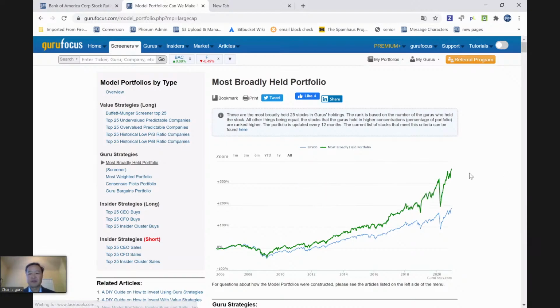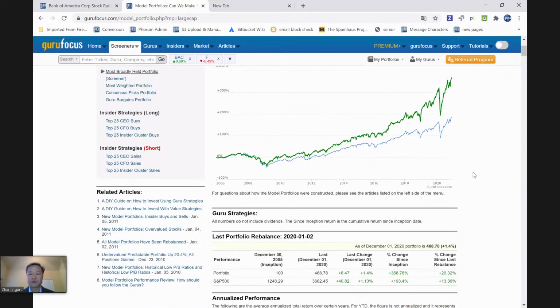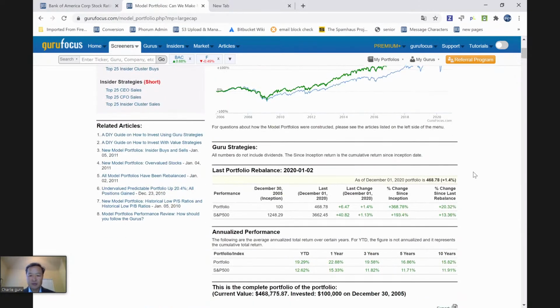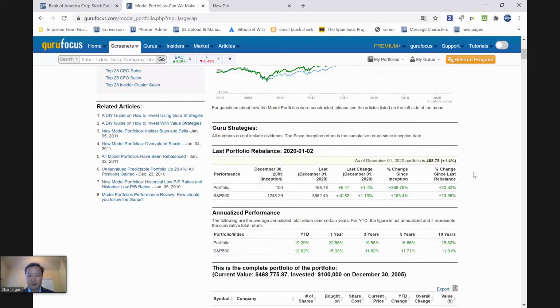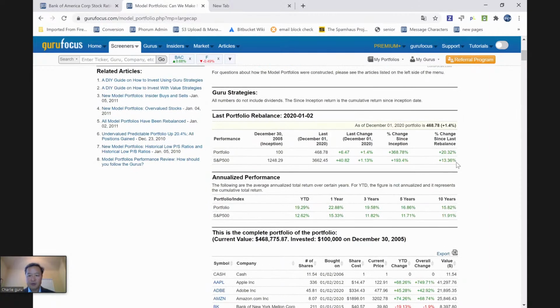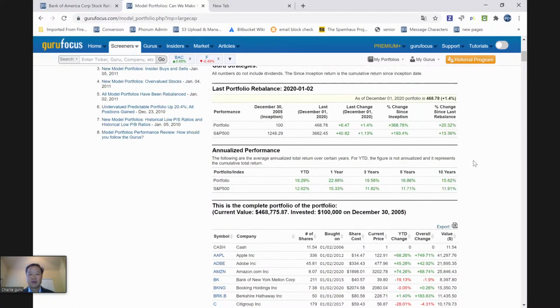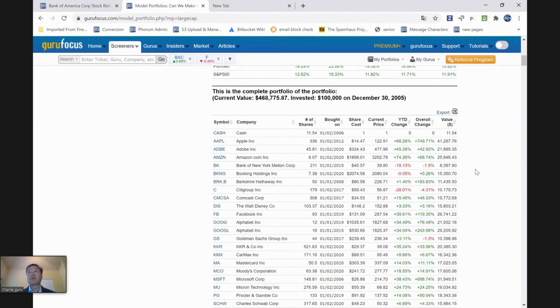You can see here the historic performance of this portfolio. And I think we have a since inception number, maybe here. Okay. Over the last 12 months, this portfolio gained about 20%. The S&P 500 gained 13%, and this is the portfolio. We rebalance this once a year.